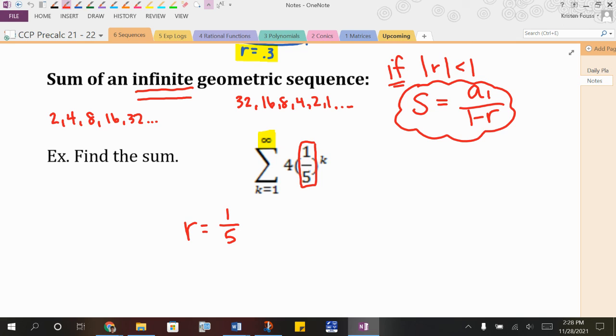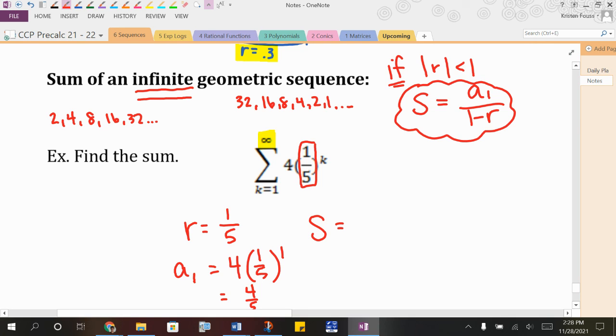If that was 6/5, or something more than 1, then I would stop here and say there is no sum. So that's something that you don't actually have to do. All right, so r is 1/5. That means I can find my sum. Oh, but I need to know what a1 is. So a1 is what I'm going to get by plugging in the number 1. So 4 times 1/5 to the first. Looks like it's just 4/5. So now my sum is 4/5 over 1 minus 1/5.